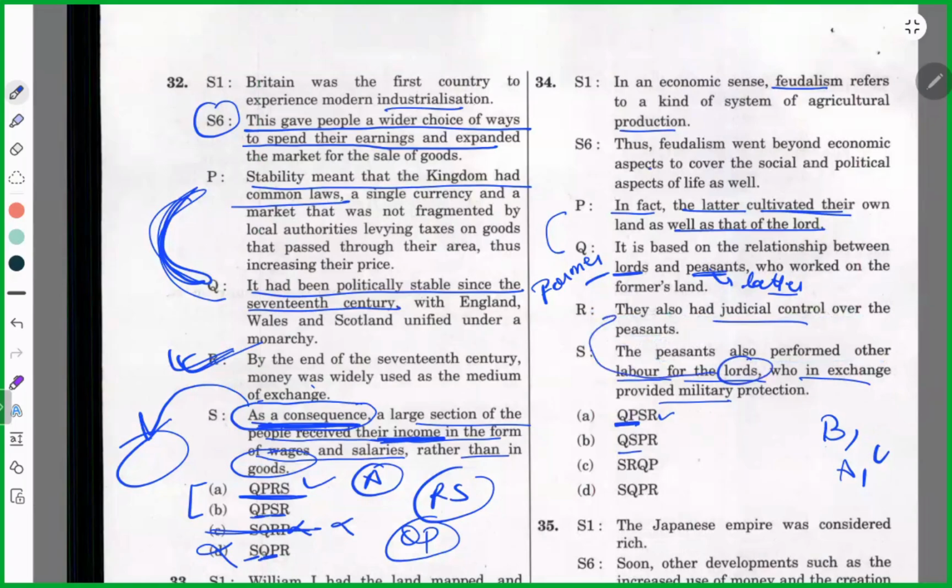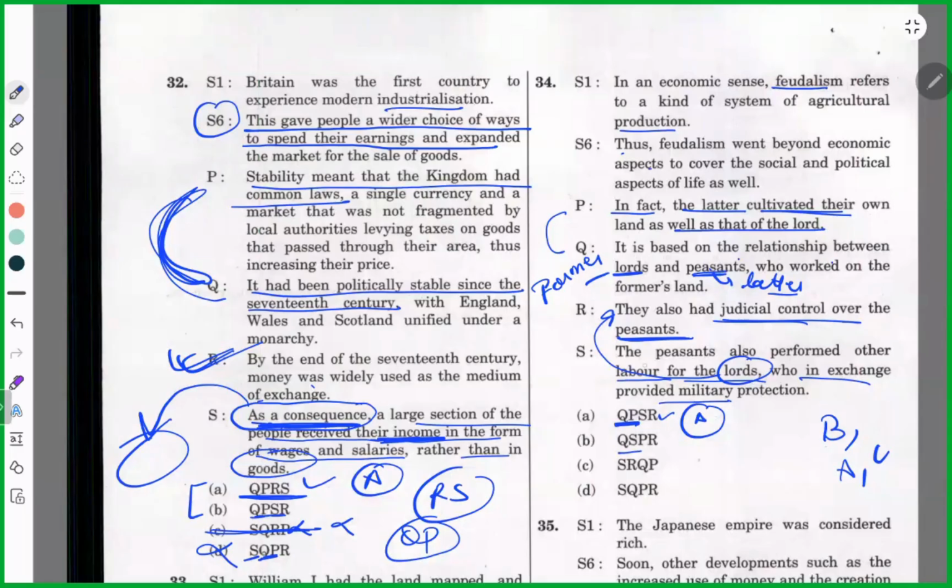Again, too much hurry is dangerous. So lords also had judicial control over peasants. Thus, feudalism went beyond the economic aspect. So A could be the right answer, but let us verify the other ones. QS to L, because we need to know the reasons for elimination. No, QS is based on relationship.